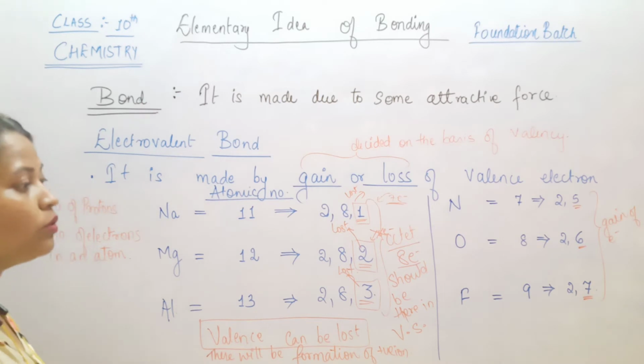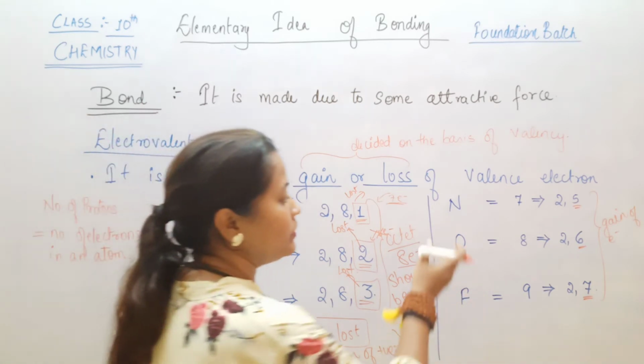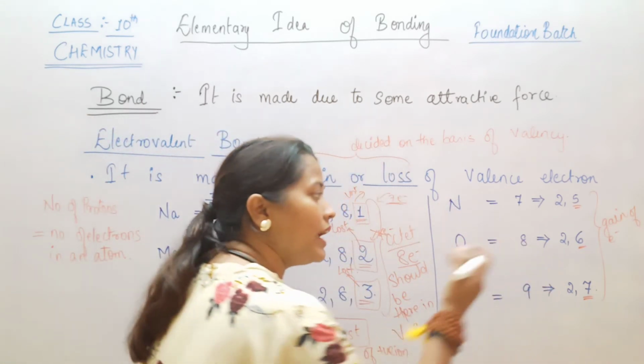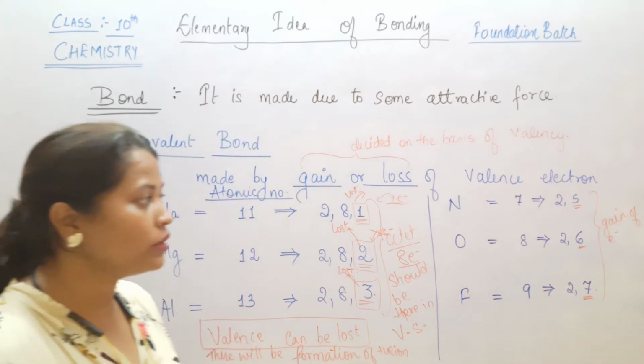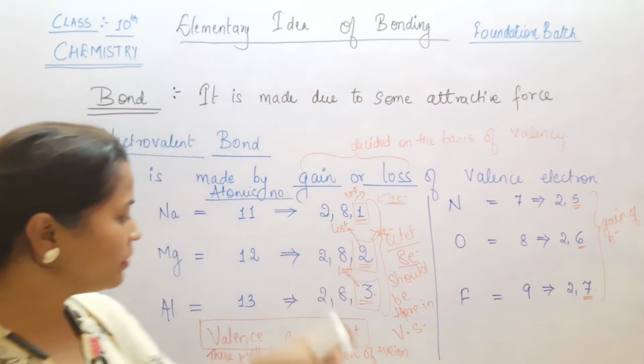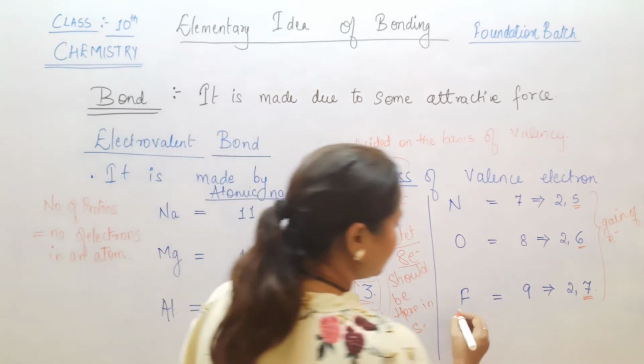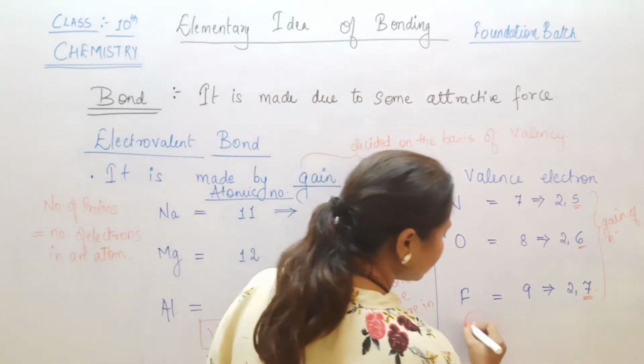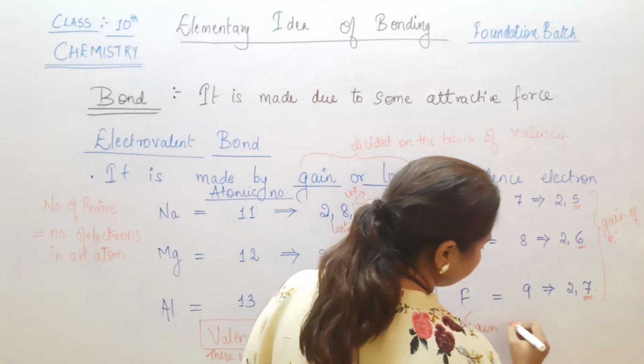ठीक है, so it is easy for these 3 elements to gain electrons instead of losing. So that is why they are going to gain electrons. And whenever this happens, अच्छा, I'll write here. So gain of electron will take place.